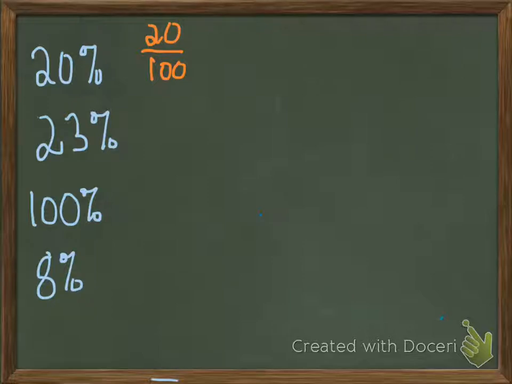So that's the fraction. However, you want to simplify the fraction. You want to find a factor that's common to the numerator and denominator. If you find the greatest one, wonderful. That means you'll get the most simplified version. But even if you just find a common factor, you'll at least get closer to your answer. Now the greatest common factor here is going to be 20. Divide the top and bottom by 20. 20 divided by 20 is 1. 100 divided by 20 is 5.